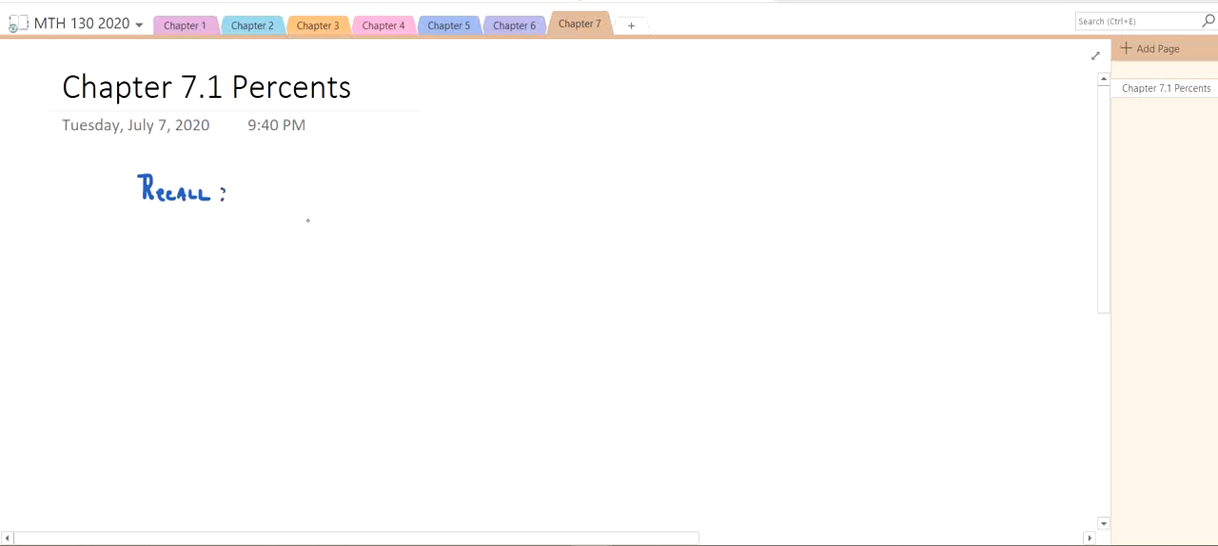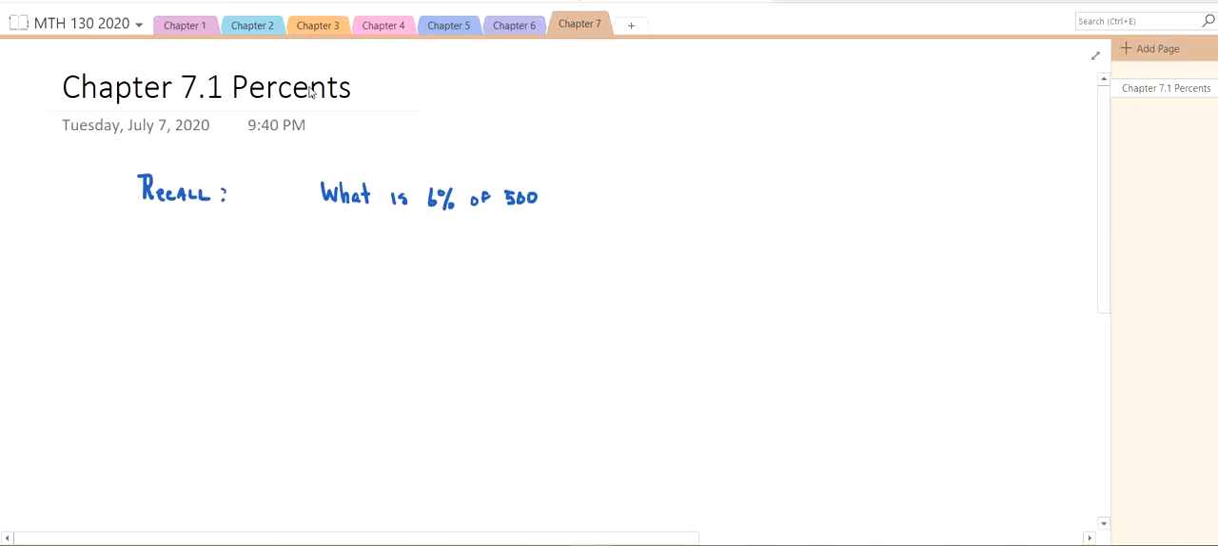So recall we would usually write a question. What is 6% of 500? So in section 1 of chapter 7 here, we're going to deal with applications that utilize essentially this question.